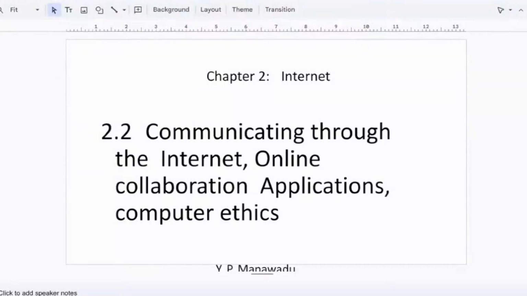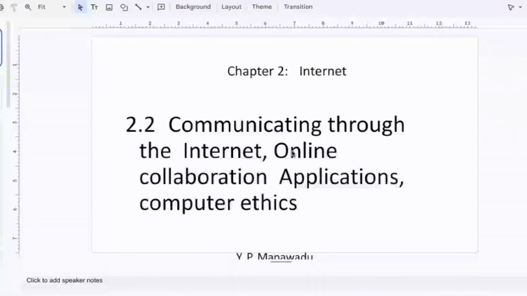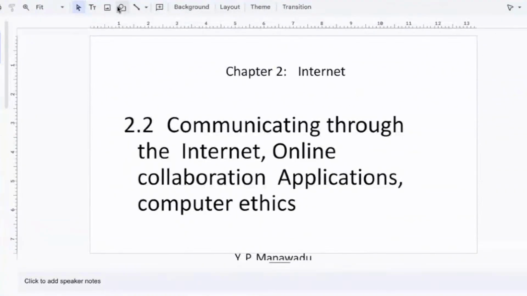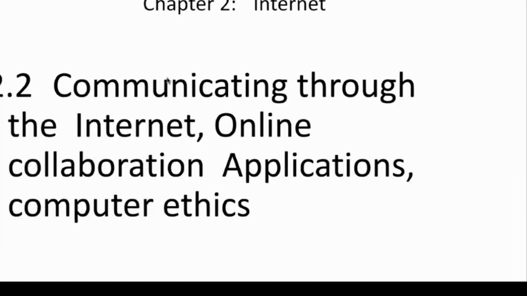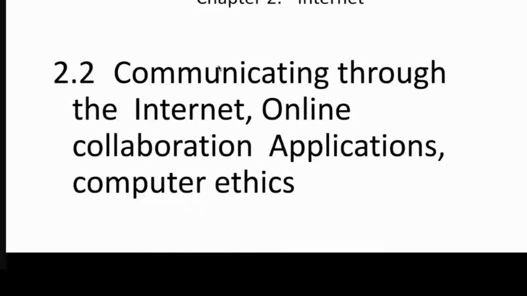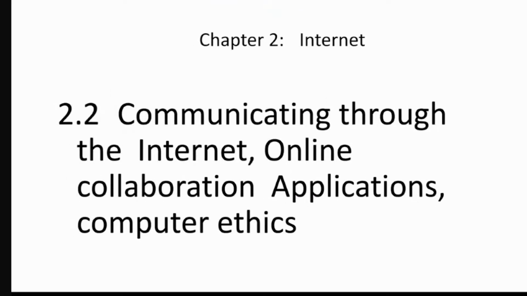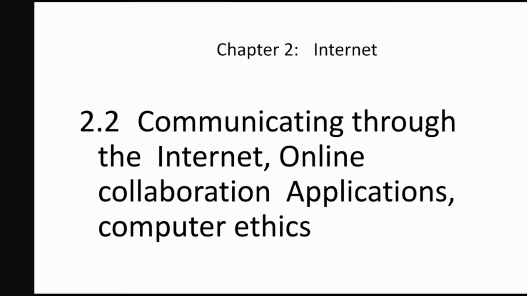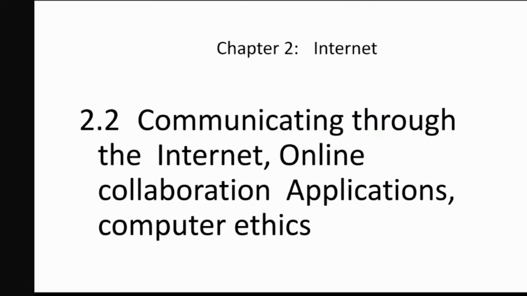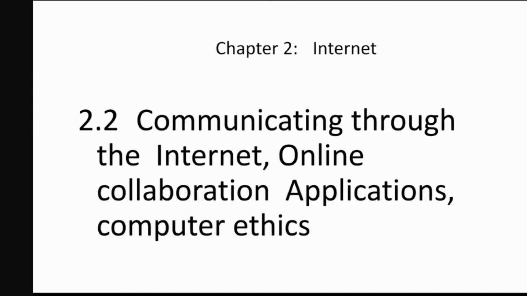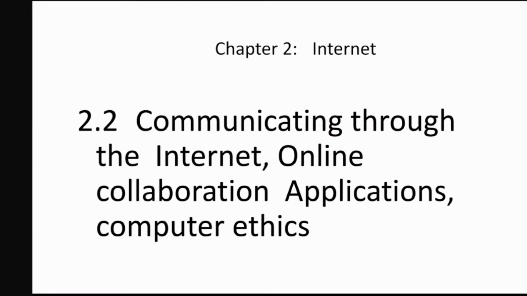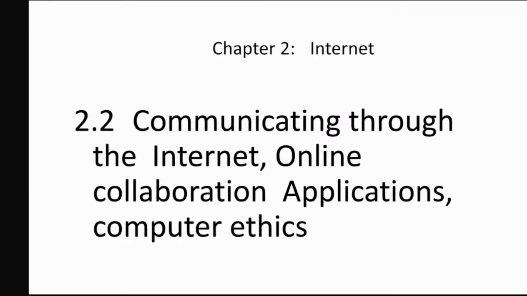Today we have to discuss communicating through the internet, online collaboration applications, and computer ethics. That means we have to discuss internet communication. Communication means we can communicate with each other. Just now we are also communicating, but only I am talking. Zoom is also a communication network and communication application. For these applications, we need to use internet access.